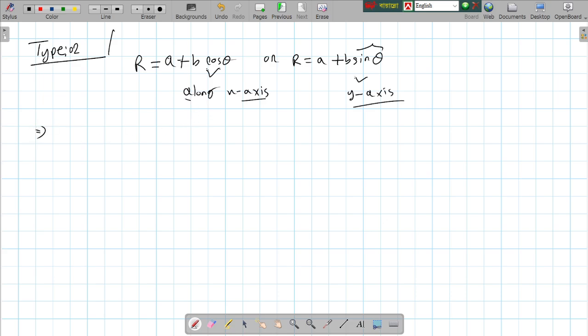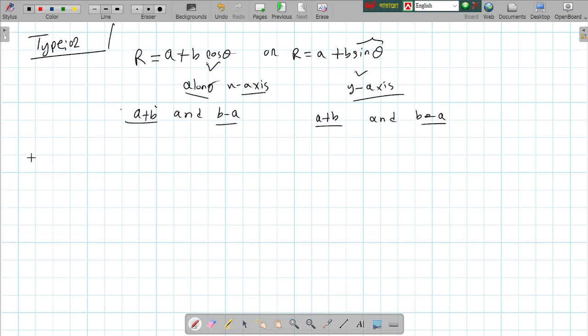And we need to select some positions. The positions are a plus b and b minus a. This is also the same, a plus b and b minus a. So let's start with some examples.